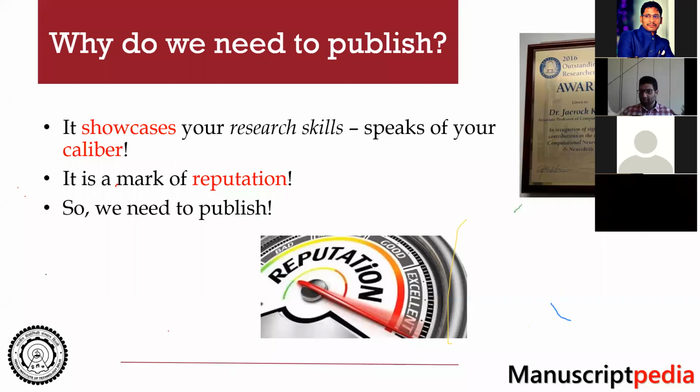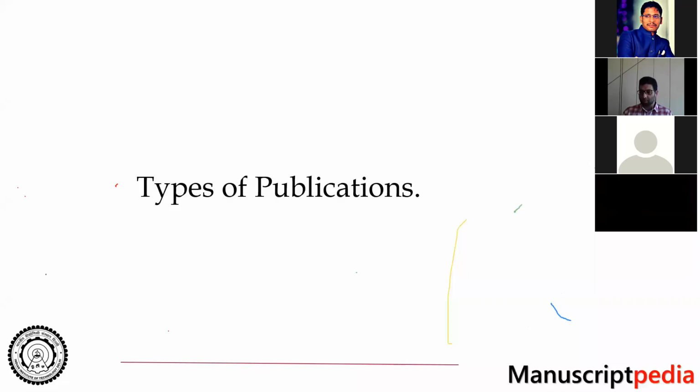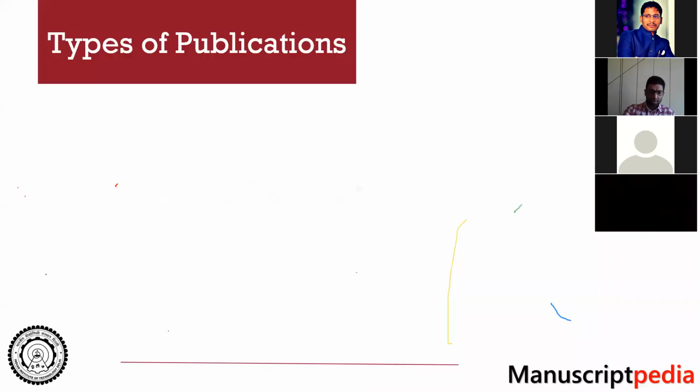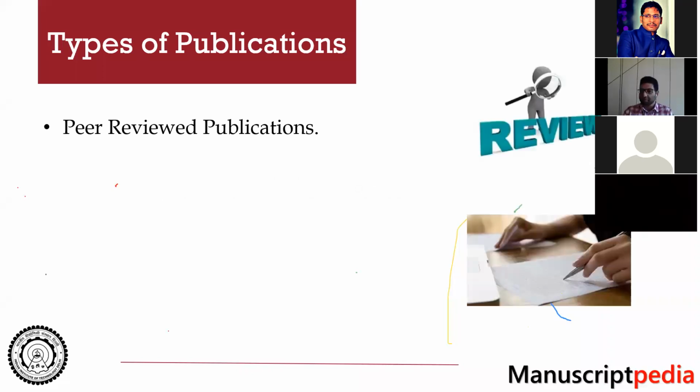Now that we have identified why we need to publish, it's important to know what the different types of publications are, so that you know whether the efforts you're putting in are worth it, or whether all the types of publications are the same. Are they going to fetch you the same for your CV, for your research profile? We'll learn about that. So in the types of publications, we have something known as peer-reviewed publications. In peer-reviewed publications, what happens is your paper is being evaluated by an expert.